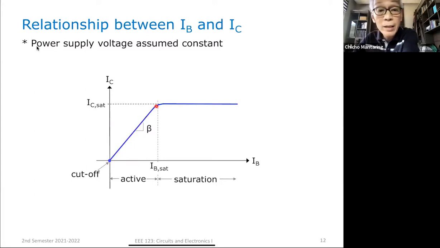But at some point, further increasing my IB will no longer increase my IC. At some point, this is going to start becoming constant at IC sat. And IC sat is dictated by my external circuit. So I have to be able to compute for IC sat on a case-to-case basis. That would depend on the resistors that are connected to my circuit and also on the power supply voltage.